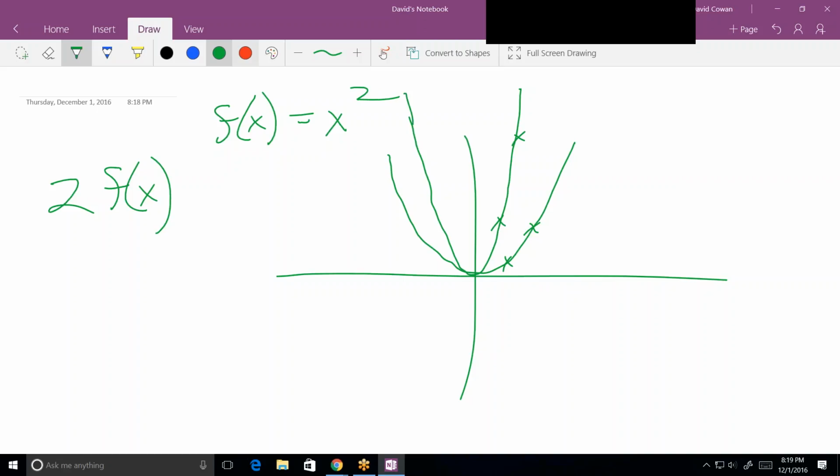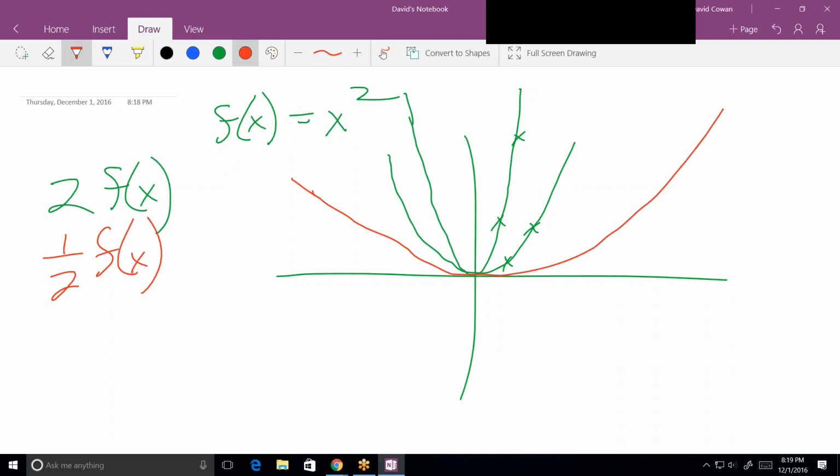Whereas if I had 1/2 f of x, that is a vertical shrink. Notice that every point is half of the other green line, the lower green line. Okay? So that's a shrink. So numbers greater than 1 are stretches, numbers less than 1 are shrinks.